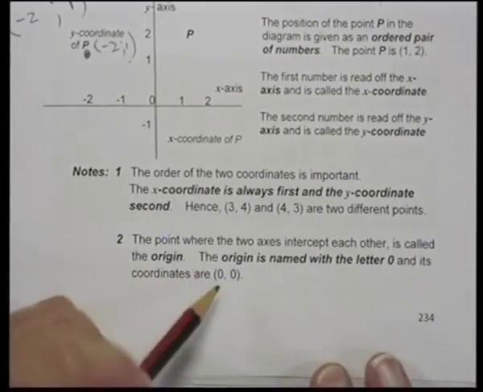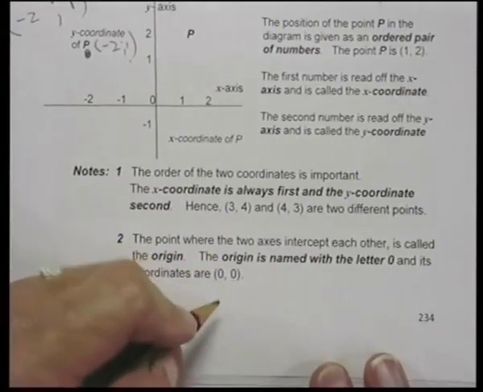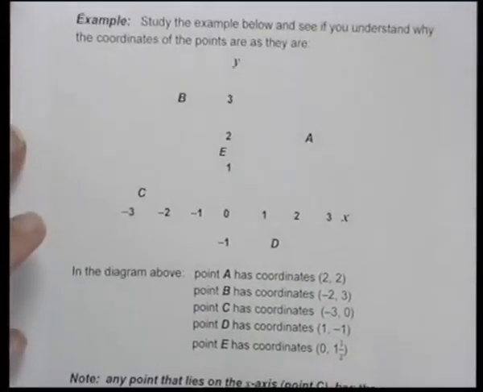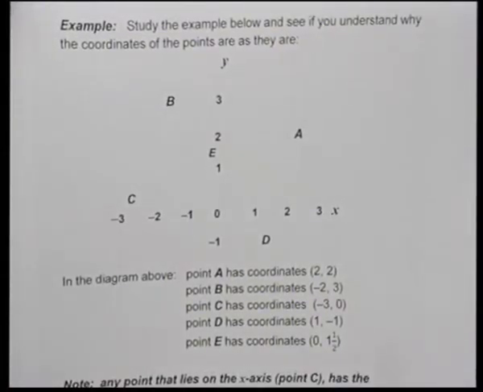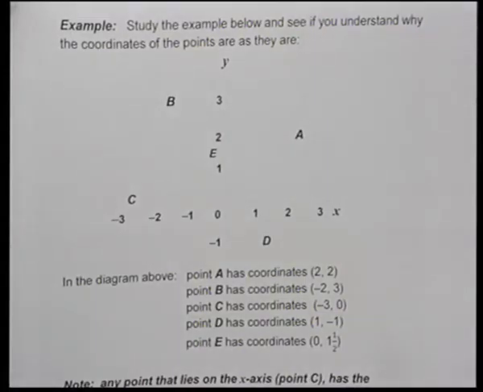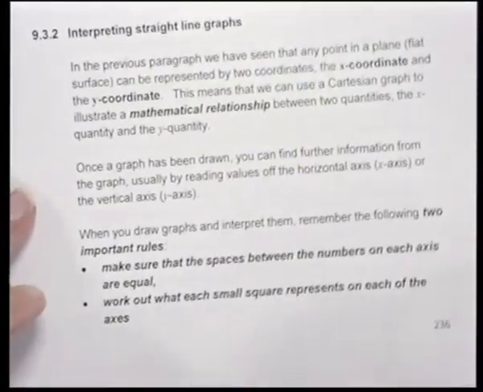And the origin, that is the name, the letter O, like that. The coordinates are 0, 0. 0 for x and 0 for y. 0, 0, that is the origin. Then sometimes they ask you to plot 4 points on the Cartesian diagram, the coordinates. So then you will have 4 different or 5 different points, A, B, C, D, E in this case, where you have to plot the points. Quite easy to do that. Interpreting the straight line graph.